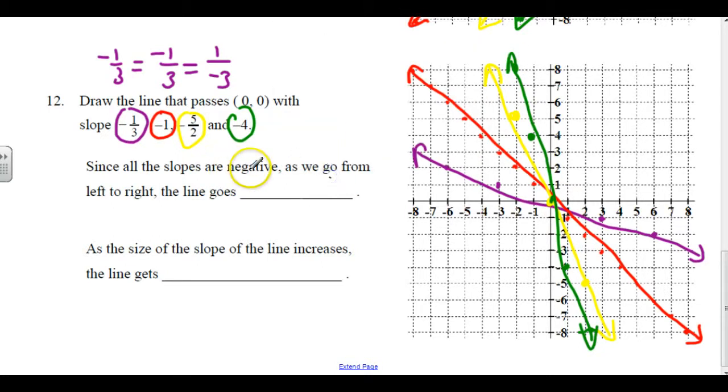Since all the slopes are negative, as we go from left to right, the line goes down. But remember, we can also go up to the left. So we go down to the right or up to the left. As the size of the slope of the line increases, the line gets steeper again. Bigger slope, steeper line.